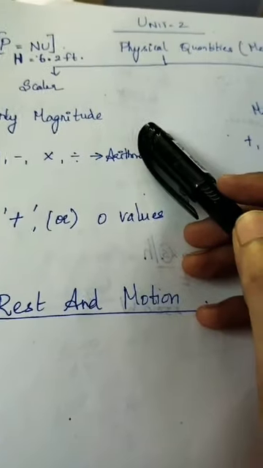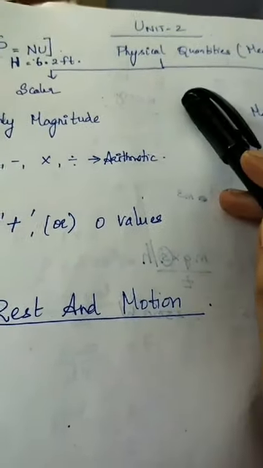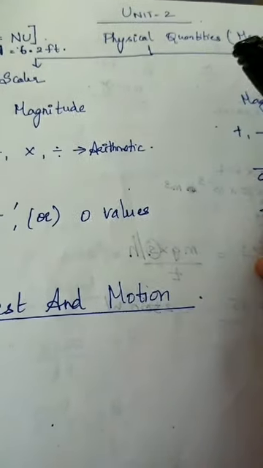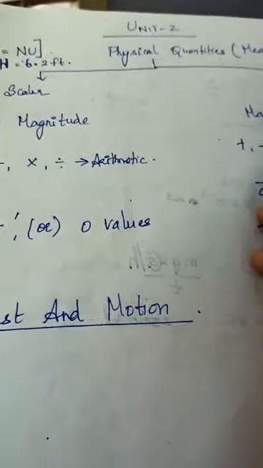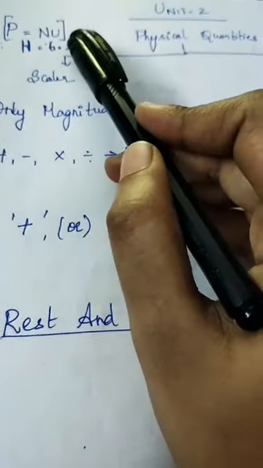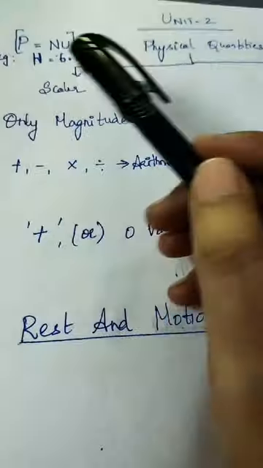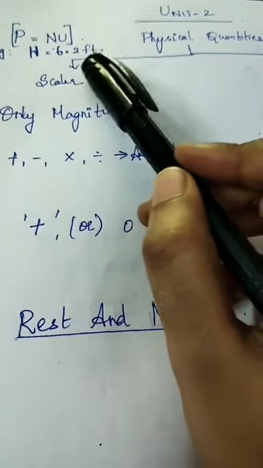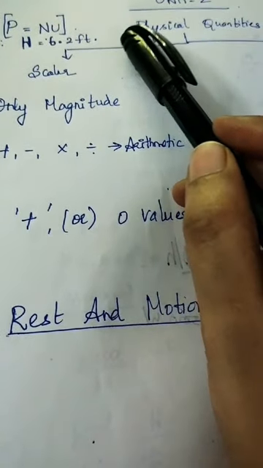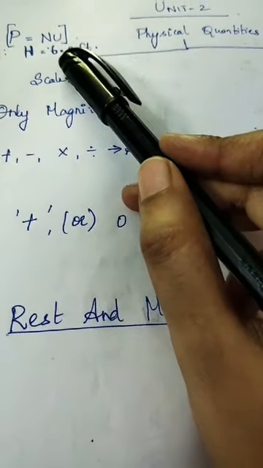Hi students, today our topic is on your unit 2, that is physical quantities. In your unit 1 we have seen what is a physical quantity. Any quantity which is measurable is called a physical quantity. So how do we represent a physical quantity? By its numerical value followed by its unit. For example, the height of a person is 6.2 feet. This 6.2 is the numerical value and feet is the unit which we use to measure the physical quantity.